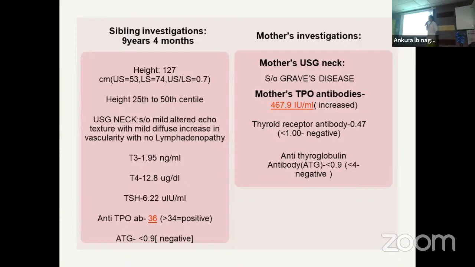There is a 25% incidence, like when one sibling is affected, there is a 25% chance that the other sibling or the mother is likely to be affected with this autoimmune cause.